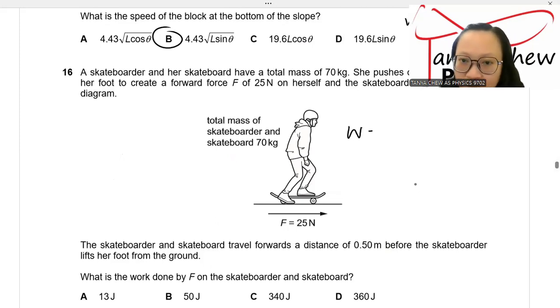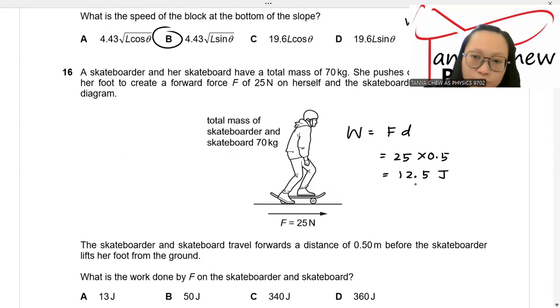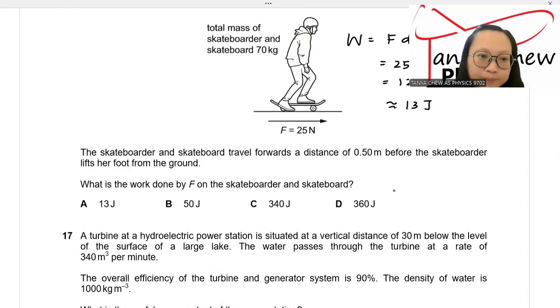Work is defined as the force multiplied by the distance moved in the direction of the force. Now, the force is 25. The distance moved in the direction of the force is only 0.5 meter. So straight away you get the answer, 12.5 joules. I round it off to 13 joules. The answer is A.